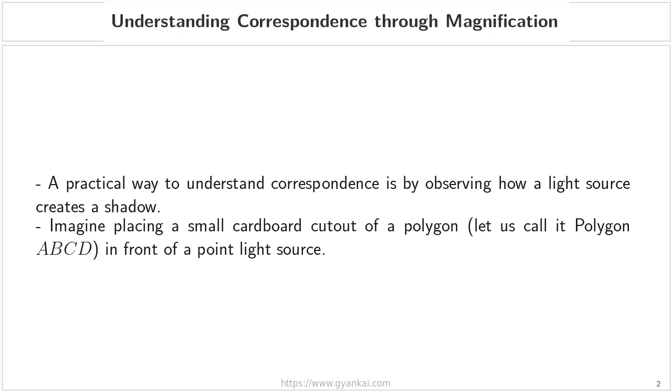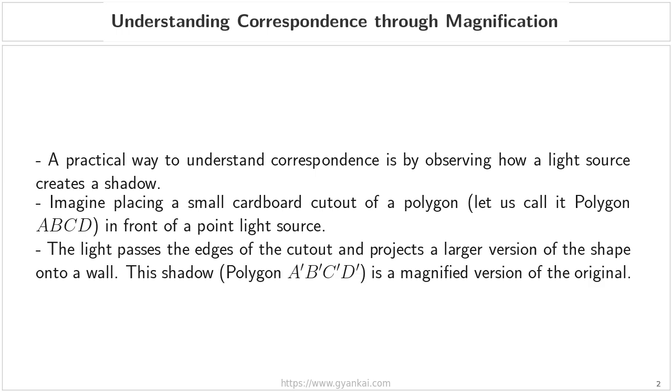Imagine you have a small cardboard cutout of a polygon, and we will label its vertices as polygon A, B, C, and D. Now, place this cutout in front of a single point light source. As the light passes through the edges of your cutout, it projects a much larger version of that same shape onto a wall behind it. We can call this larger shadow polygon A', B', C', and D'. Even though the shadow is much bigger than our original cardboard piece, the shape remains the same because it is simply a magnified version of the original.